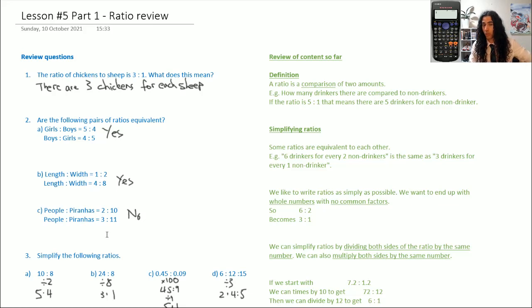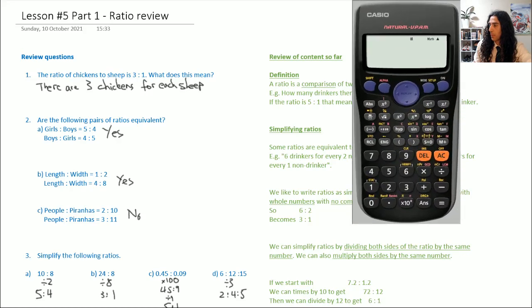5 piranhas per person. And question 3, showing some simplifying there. First one divided by 2, second one divided by 8. You could do it in multiple steps, but the final answer needs to be 3 to 1. Make sure there should be 2 dots there. I don't know why it looks like 1. There we go. Third one. Now, third one, I understand people are going to start wanting to use calculator.